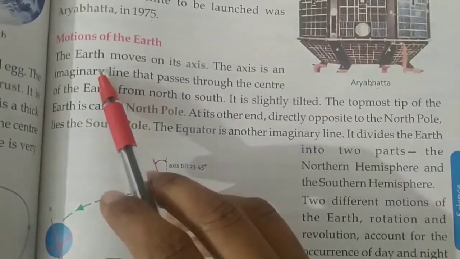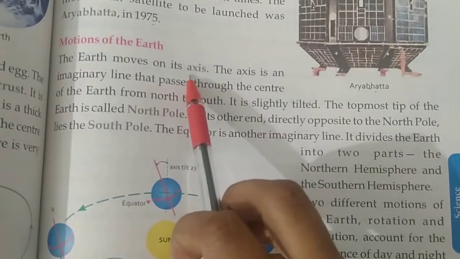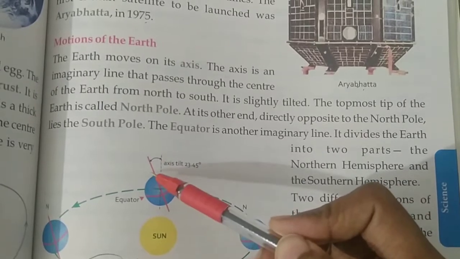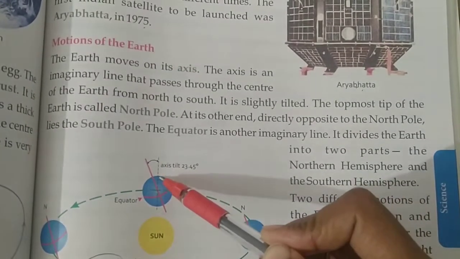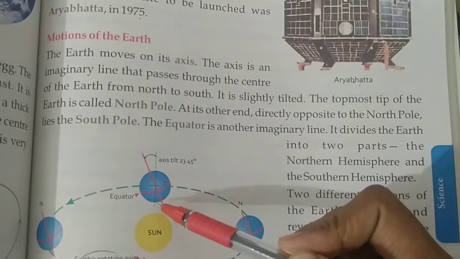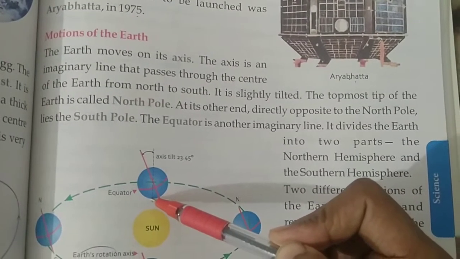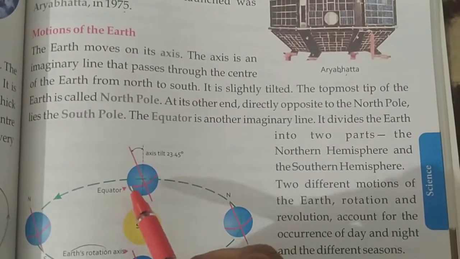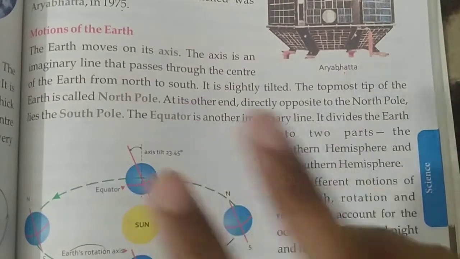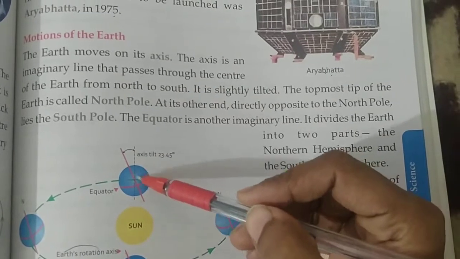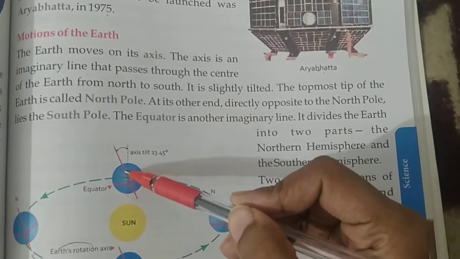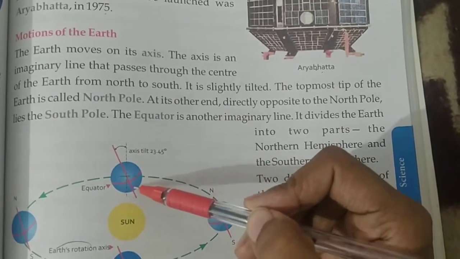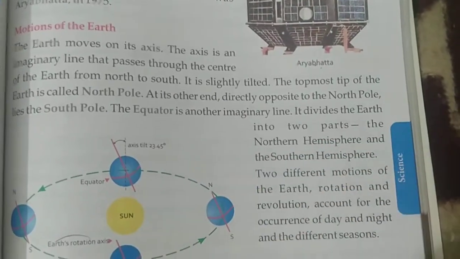So it is given that the earth moves around its axis. The axis is an imaginary line which is slightly tilted. The topmost tip is called the North Pole. The opposite of it is called the South Pole. Here comes an imaginary line which divides the earth into two equal parts. First is the northern hemisphere, which is towards the north. Then comes the southern hemisphere, which is in the south direction.